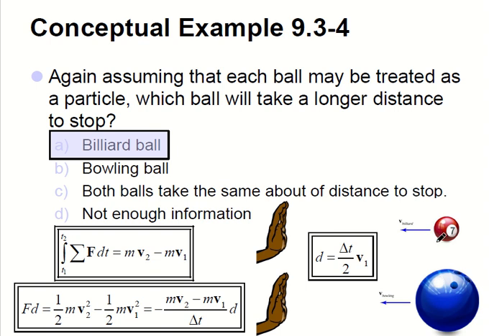So we know that we're treating them as particles, and we know that they have the same initial speed, which is v1, and then of course they have the same force here. I should write that down to stop them, yes. And of course, if we use these two equations to derive the final equation, we can see how to calculate the distance, okay?